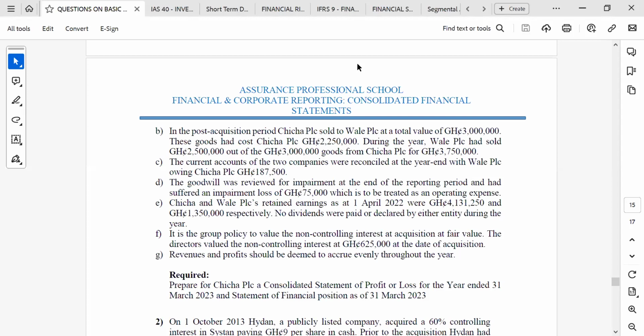The current account of the two companies were reconciled at the year end with Wale PLC, Shisha PLC, 187,500. The meaning is that Shisha PLC is still having receivables from what? From Wale, isn't it? Okay, so he's still having receivables from Wale.